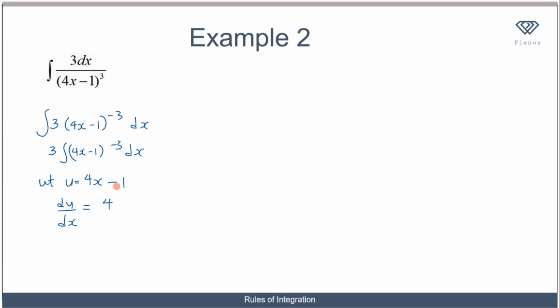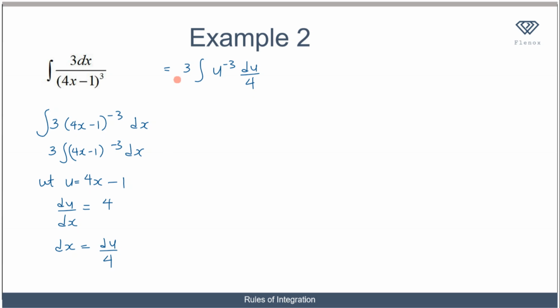4, since this becomes 0. So I can write that my dx will equal to what? du over 4. So now I can write this again in terms of u, and that is the same thing as writing 3 times the integral of, I've already said 4x minus 1 should be u. So I have u raised to the power minus 3. Then I have what? My dx is now du over 4.